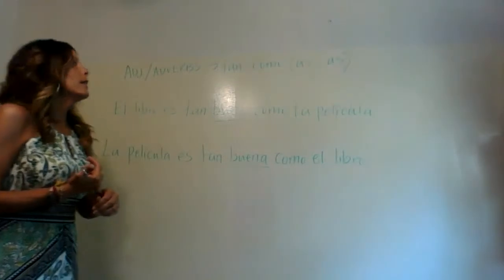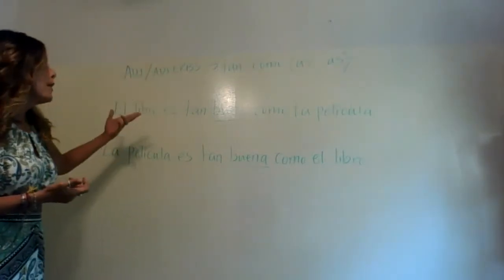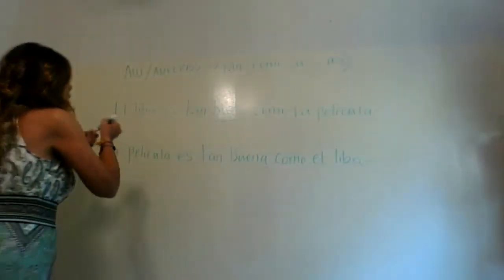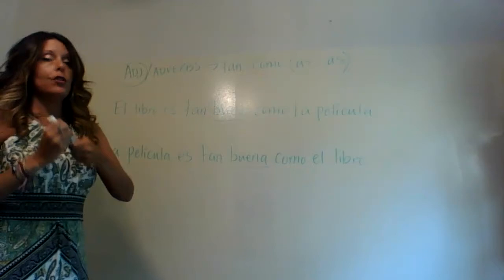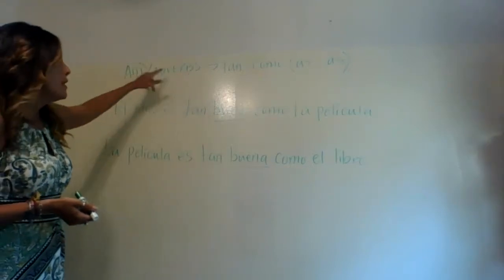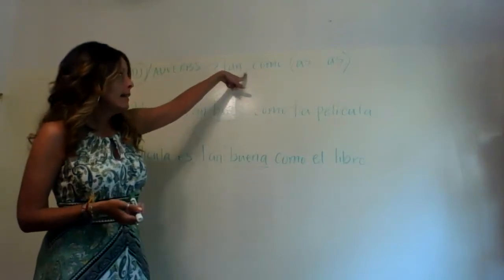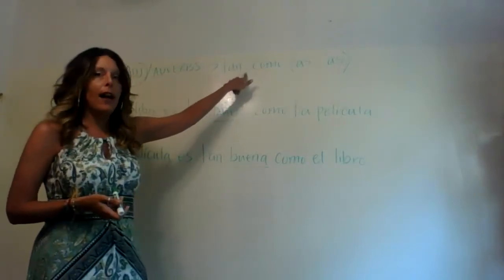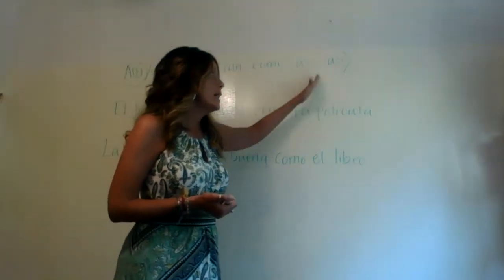Comparisons of equality with adjectives and adverbs. The first one that I'm doing is going to be with adjectives, but they have the same structure. So I wanted to go ahead and leave this up on the board. So with adjectives and adverbs, we have our, again, tan, dot, dot, dot, which is usually where our adjective or adverb is going to go, and then the word como, and it's going to mean as, something as.